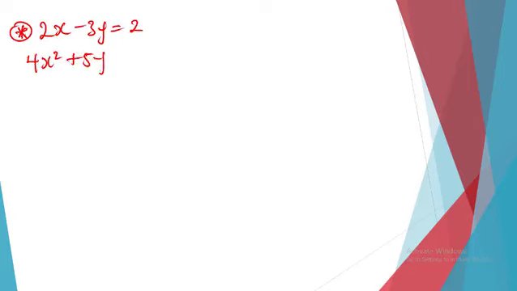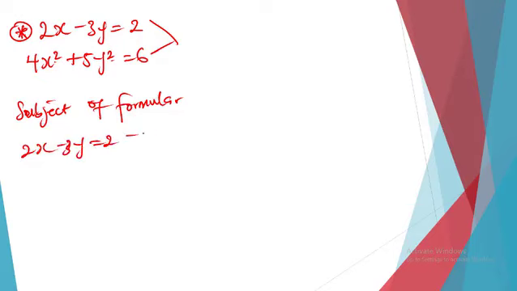One linear, one quadratic is a simultaneous equation of the form 2x minus 3y equals 2, and let's say 4x squared plus 5y squared equals 6. Looking at this, it's different from what we used to know about simultaneous equations. This one now has squares, so we call this what? One linear, one quadratic.